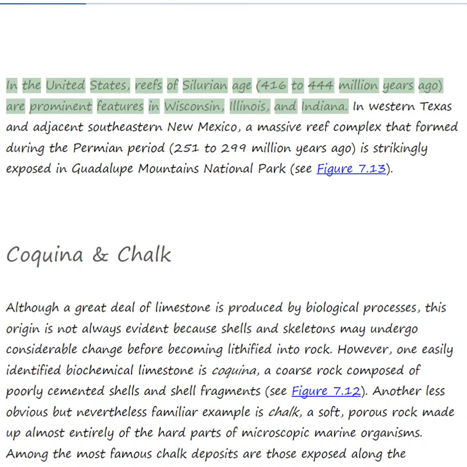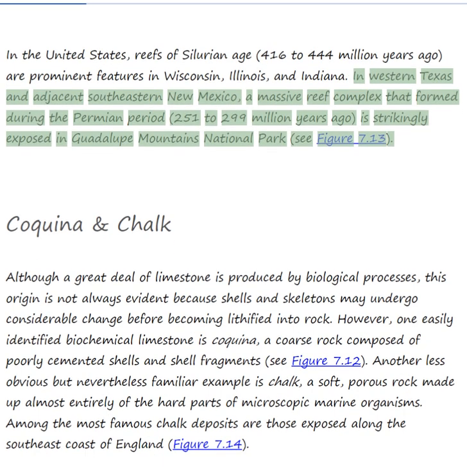In the United States, reefs of Silurian age are prominent features in Wisconsin, Illinois, and Indiana. In western Texas and adjacent southeastern New Mexico, a massive reef complex that formed during the Permian period is strikingly exposed in Guadalupe Mountains National Park.